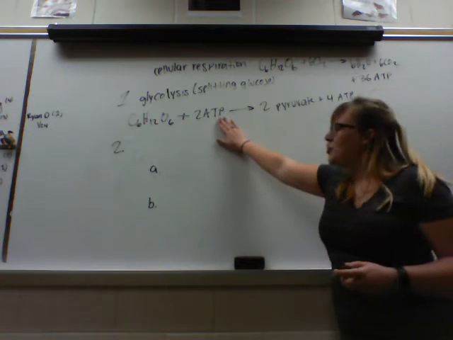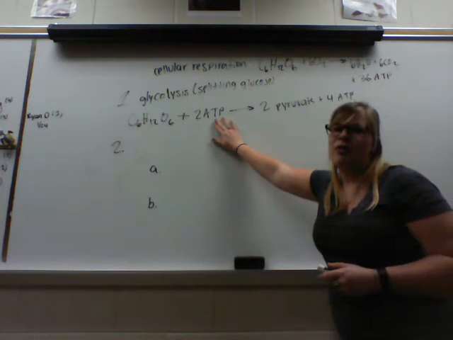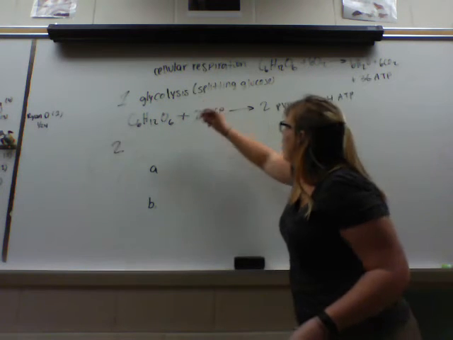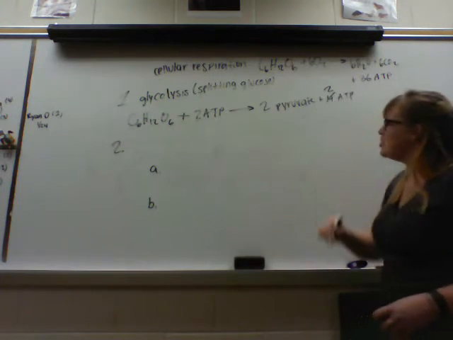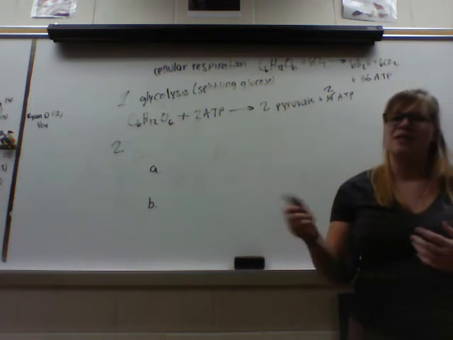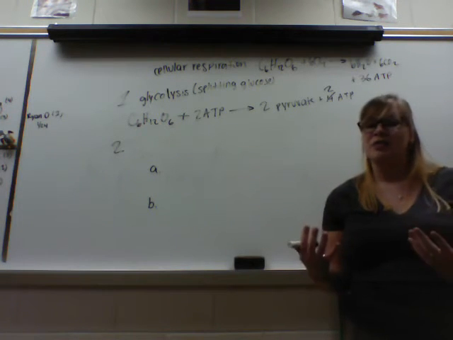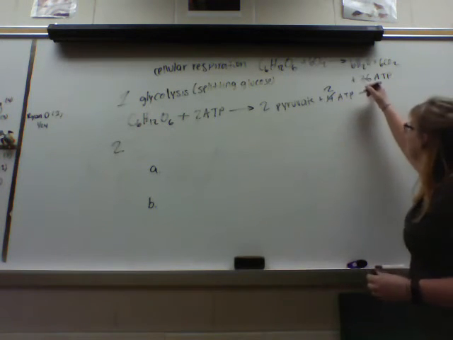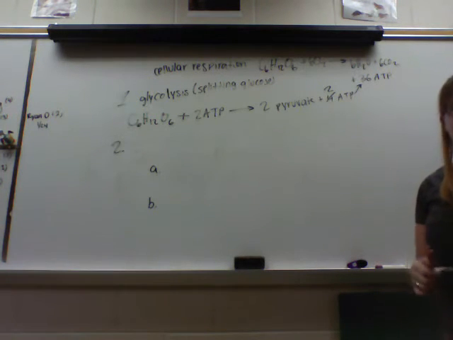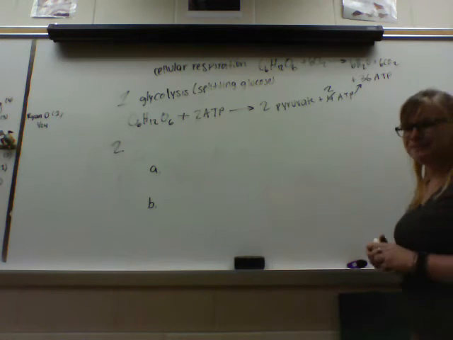If I need 2 ATP in order to break a pyruvate, and when I break it, I release 4 ATP, I really only released 2 ATP because I needed 2 of them in order to start the process. So I made up for those, and now I have 2 left over. These 2 ATP go on to contribute to the total amount of ATP that we make, which is 36.